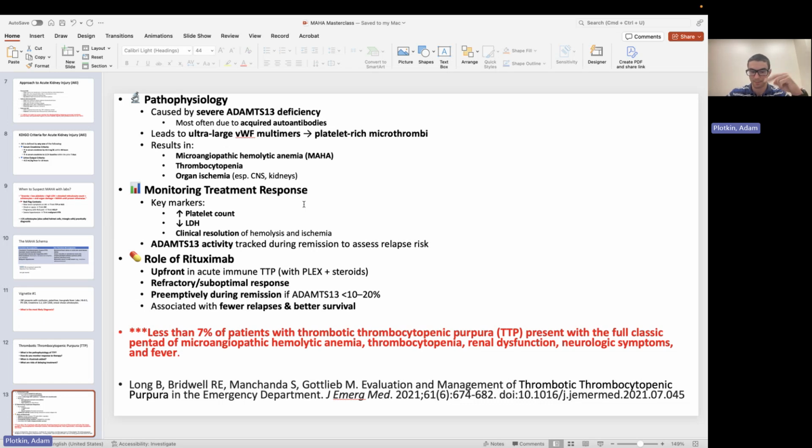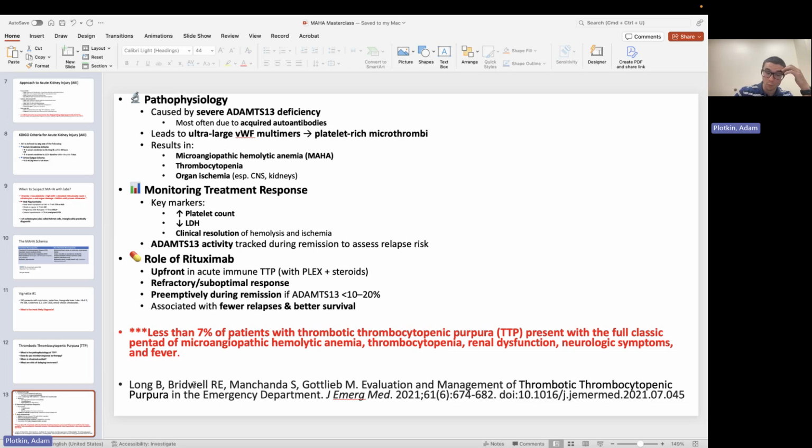And then rituximab can be used upfront in acute immune TTP. If we have a refractory or suboptimal response, rituximab can be added. It can be used preemptively if we already know the ADAMTS13 is less than 10 to 20%, and it's associated with fewer relapses and better survival. So really, the right question on your board exam, if you get a question on TTP in Step 2, Step 3 land: we start plex, no questions asked, okay? Maybe they give you a question where the plex has already been started and ask you about next step. I would go to steroids next, and then on top of that, I would do rituximab.